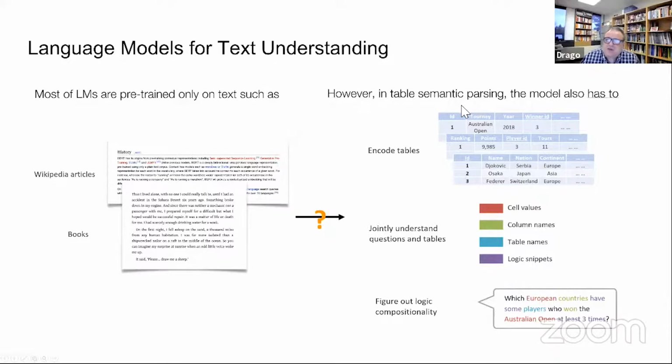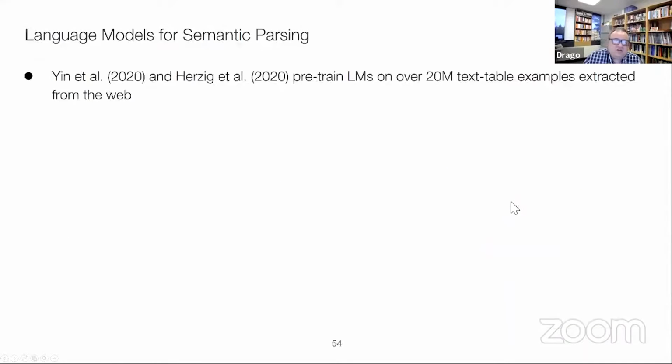Now, in table semantic parsing, we also need to be able to encode the tables and to jointly understand the questions on the tables and also figure out some logic operations. Like in our case, it was at least 3 times. So in order to do this, we have to train the model not just on plain text, but also on the table and their context.